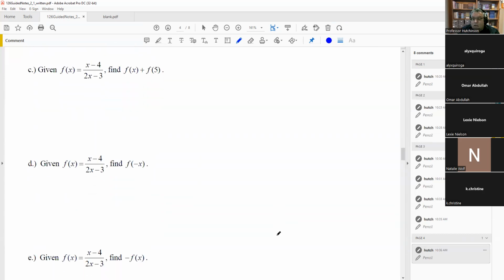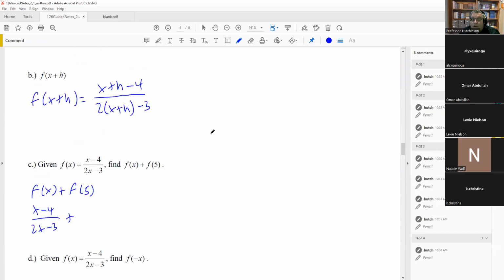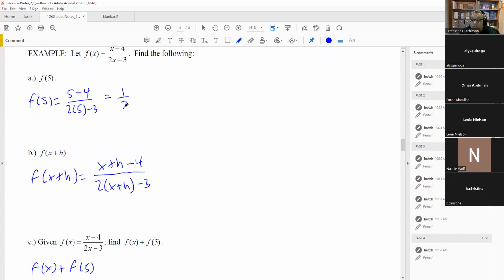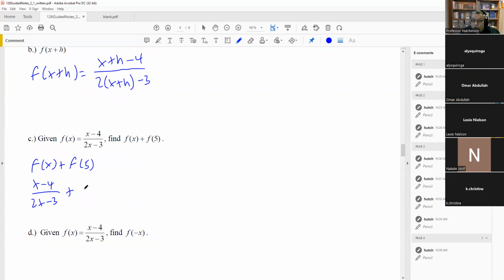Next says, so here's our original, the same one again. We want to find f of x plus f of 5. Okay, so f of x we have here, and then plus f of 5. Well, f of x is just the original equation that we are given here. So x minus 4 over 2x minus 3. Then there's a plus, and then I want to grab my answer for f of 5 that I did above over here. F of 5 was 1/7. So let's put in 1/7 right here.